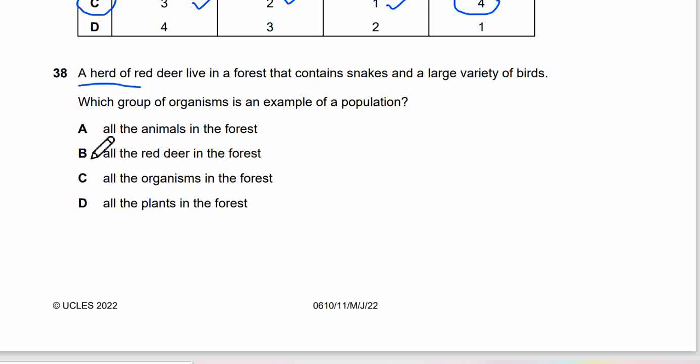So 38 will be all the red deer in the forest. All the animals, no, not all animals are the same kind. All organisms, no. All the plants, no, because there are different types of plants.